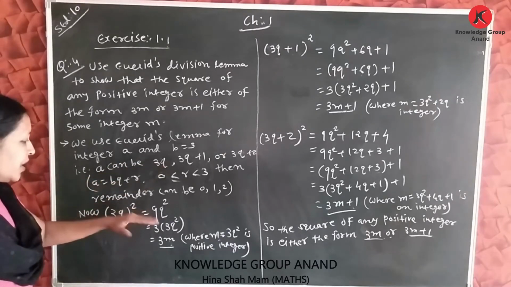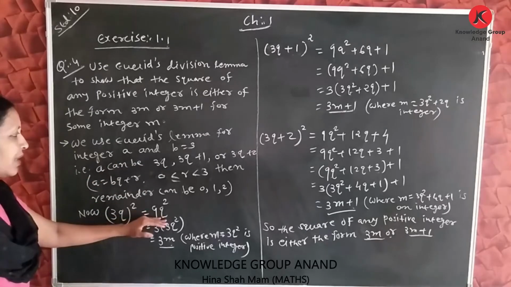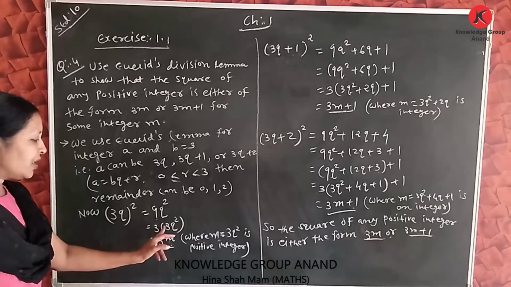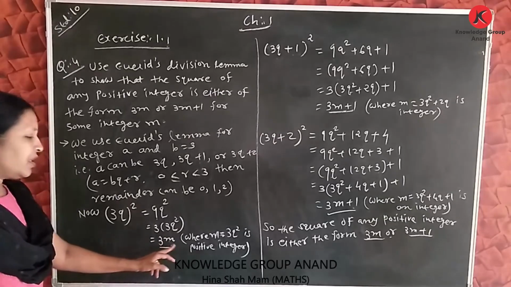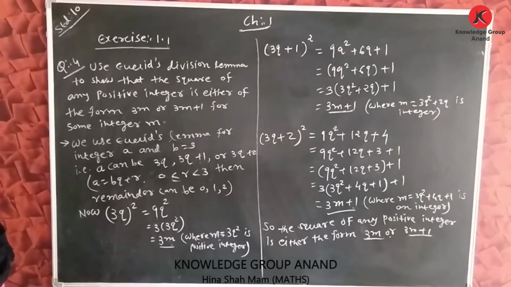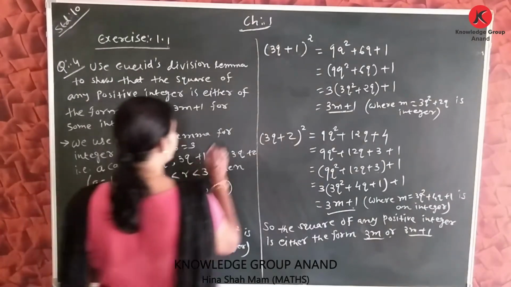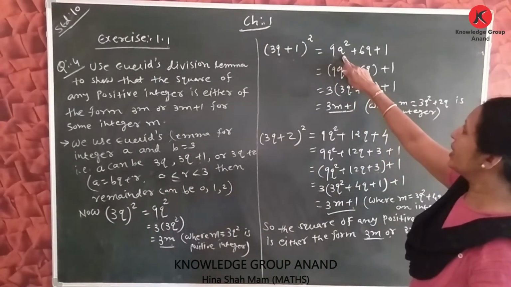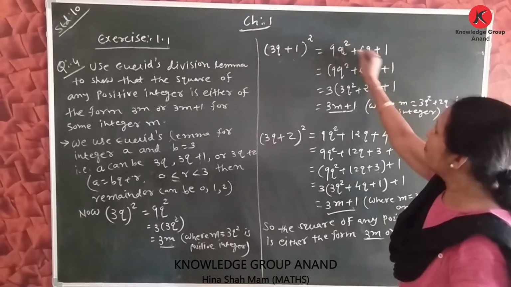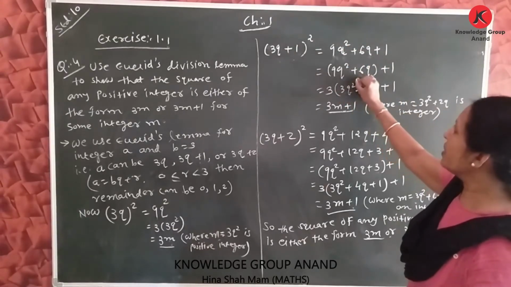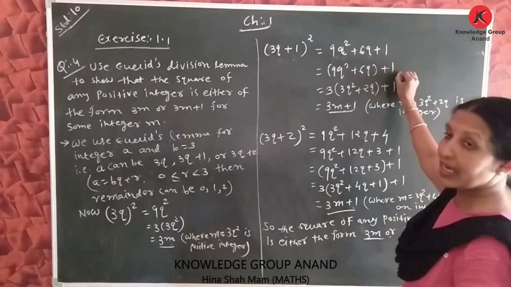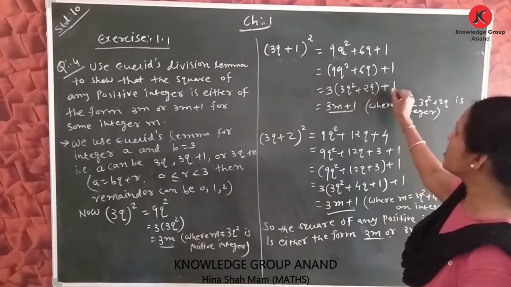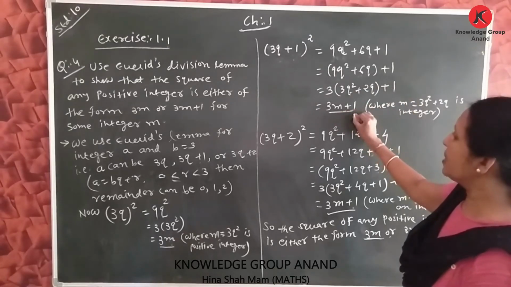First, the square of 3q. 3q whole square is equal to 9q square. It is divisible by 3: 3 into 3q square, 3m. It is written as 3m. Now the square of 3q plus 1. Its expanded form is 9q square plus 6q plus 1. 9q square plus 6q in brackets, and then we write plus 1. 3 is common, so 3 into (3q square plus 2q) plus 1 is 3m plus 1.